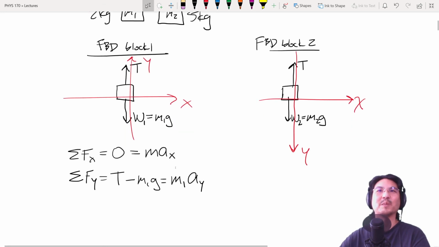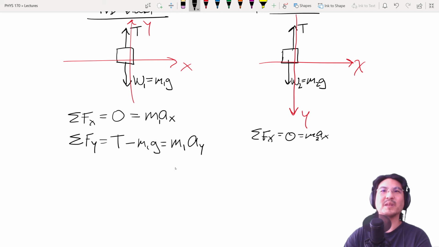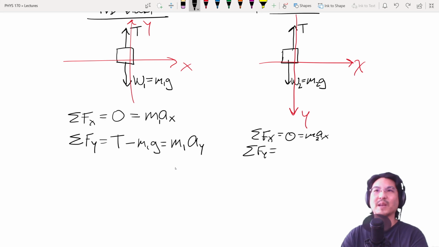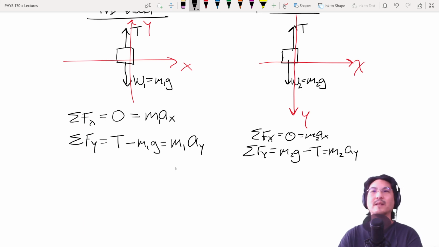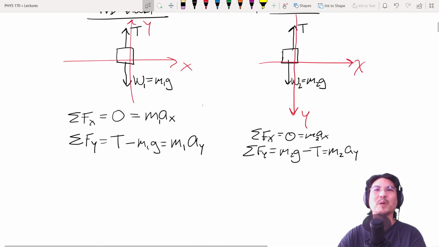Okay, so now let's try this for block 2. In the x direction, nothing's happening. There should be mass 1. In the y direction, so I picked y this way. So that means this is positive and this is negative. Mass 2 times acceleration. Okay, so let's say we know the masses, right, like 2 kilograms, 5 kilograms. So we know m1 and m2.